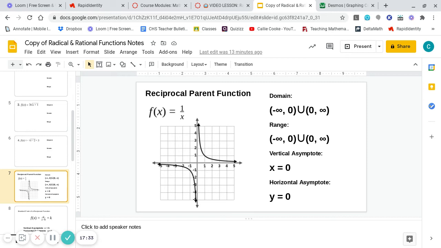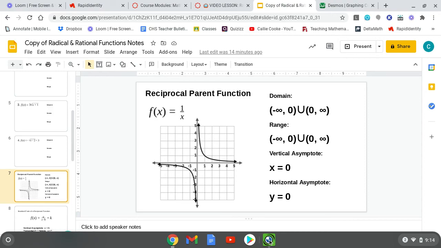In the parent function, there is a vertical asymptote at x equals 0, which is vertical up and down through the origin. And then we have a horizontal one, y equals 0. If I drew a line through where those are, the graph isn't touching them. It's a pretty interesting scenario. Go to your notes.